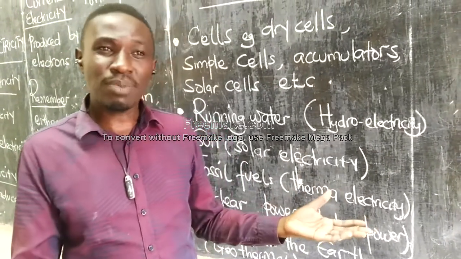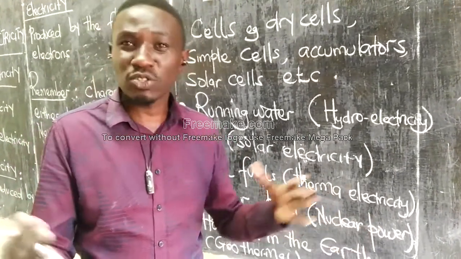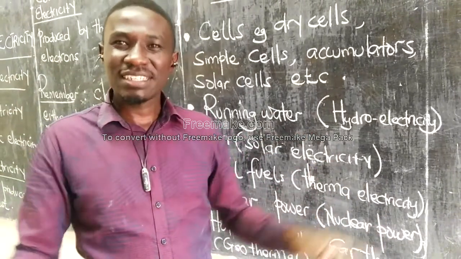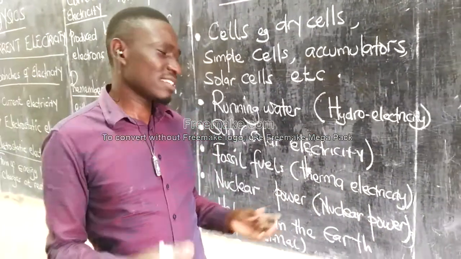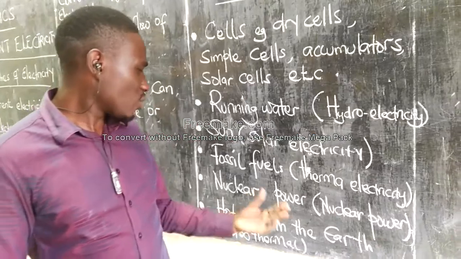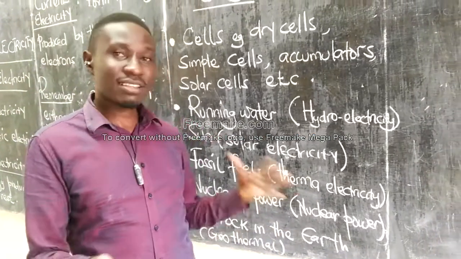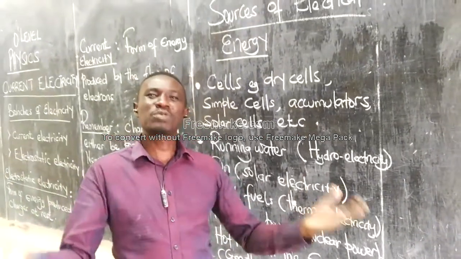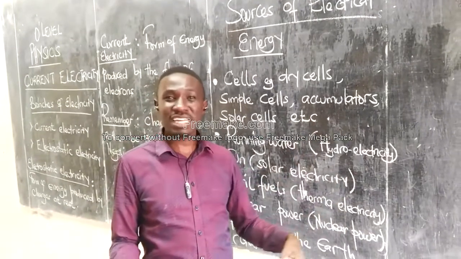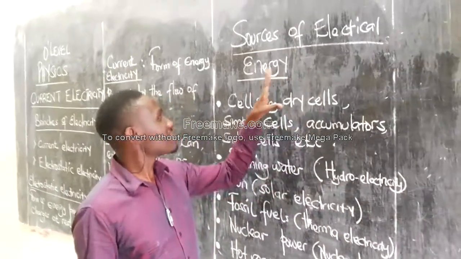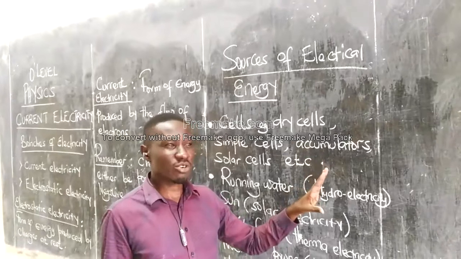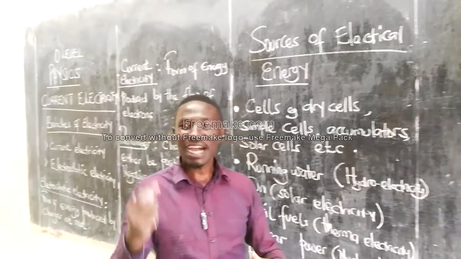Talk about maybe atomic bombs, the formation of atomic bombs, that is electrical power that is a result of nuclear power. You can talk about hot rock in the earth. That's when you talk about eruptions. That is also electrical energy. So these are some of the sources of electrical energy. We can have as many as possible.